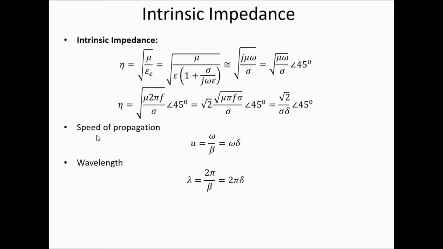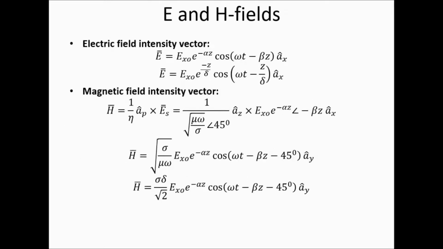Now if you want to find the speed of propagation in a good conductor, the wave will propagate with the speed omega over beta. As you know, beta equals 1 over delta, so you can write omega delta. And the wavelength lambda we can write in terms of 2 pi delta. So all the parameters for a good conductor, we replace with respect to the skin depth. We rewrite the electric field intensity with respect to the skin depth.